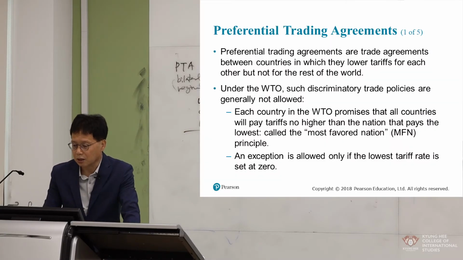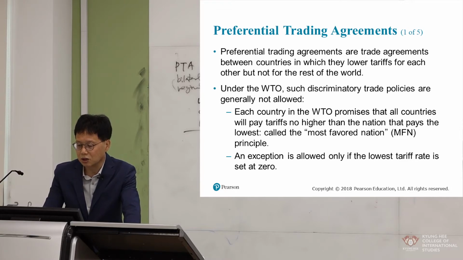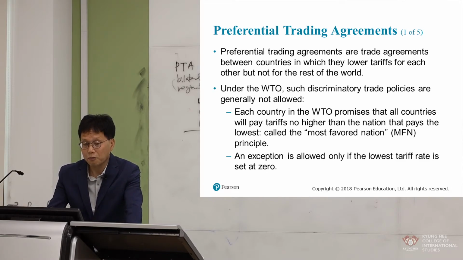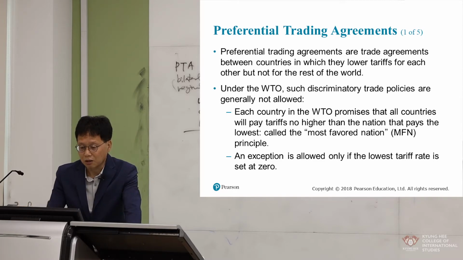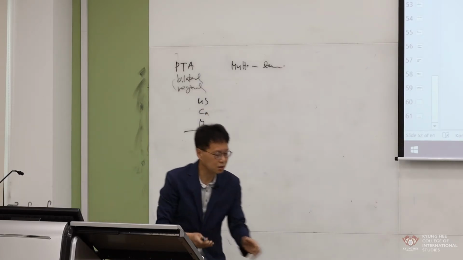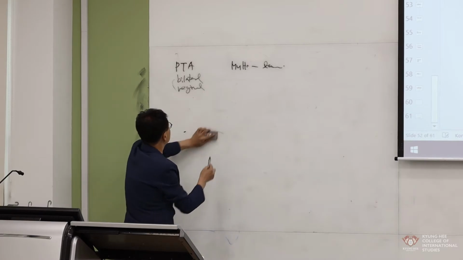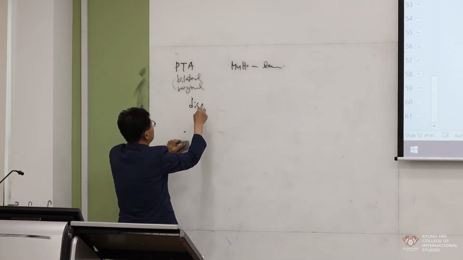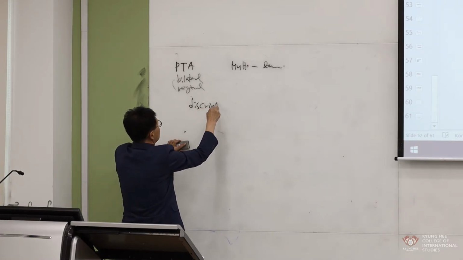So PTA, trade agreements between countries in which they lower tariff for each other, but not for the rest of the world. But not for the non-member countries. Reduce tariff for member countries, but not for the non-member countries, okay? Under the WTO, so in this sense, discrimination occurs, right? So in this sense, discrimination occurred.